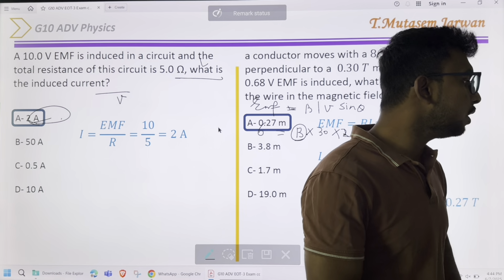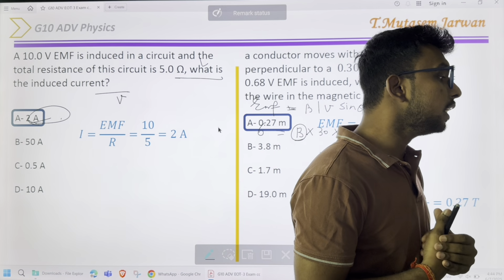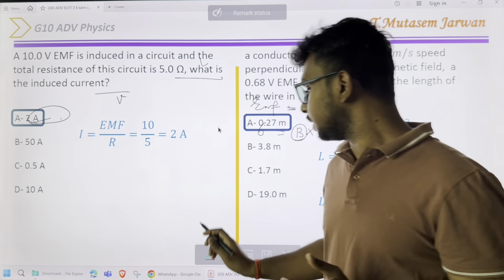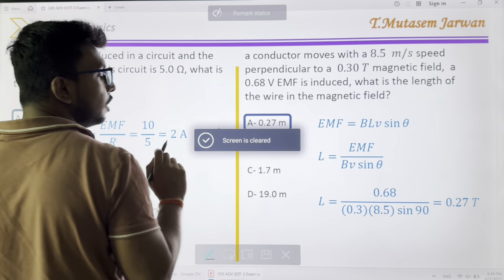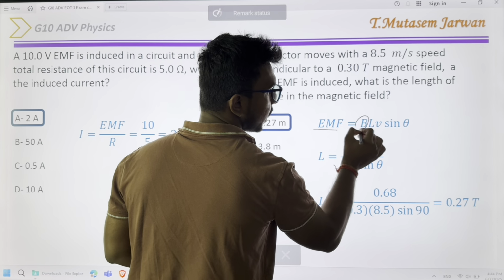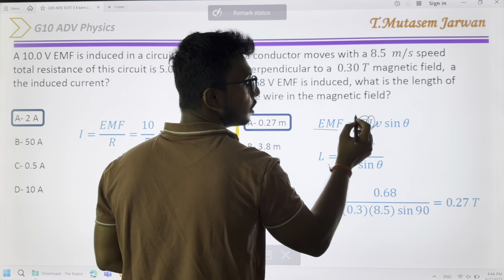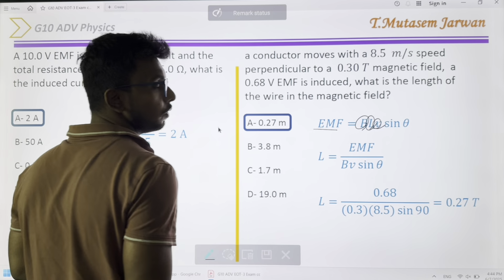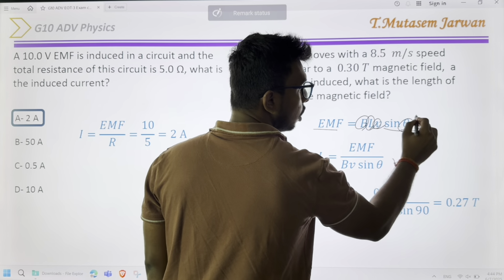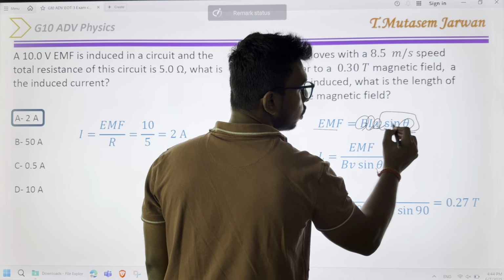Simple question. A conductor moves with 8.5 meter per second speed perpendicular to a 0.3 Tesla magnetic field. A 0.68 volt EMF is induced. What is the length of the wire? Again, similar equation. Different values will be asked at different times. Sometimes they will give you the EMF, sometimes the magnetic field. Sometimes they will ask for the length, sometimes the velocity, sometimes the angle, theta. So remember, all you have to do is put sine theta equal to X, solve for X.